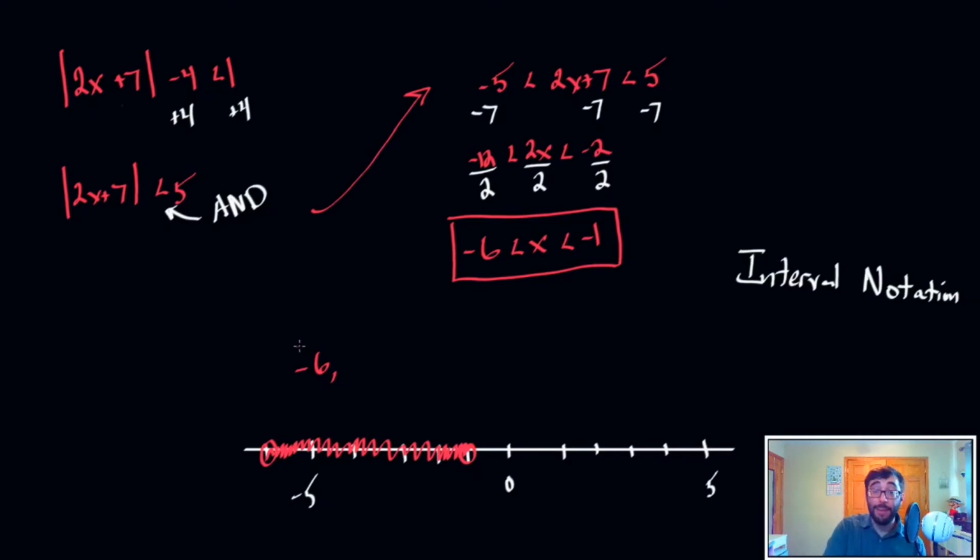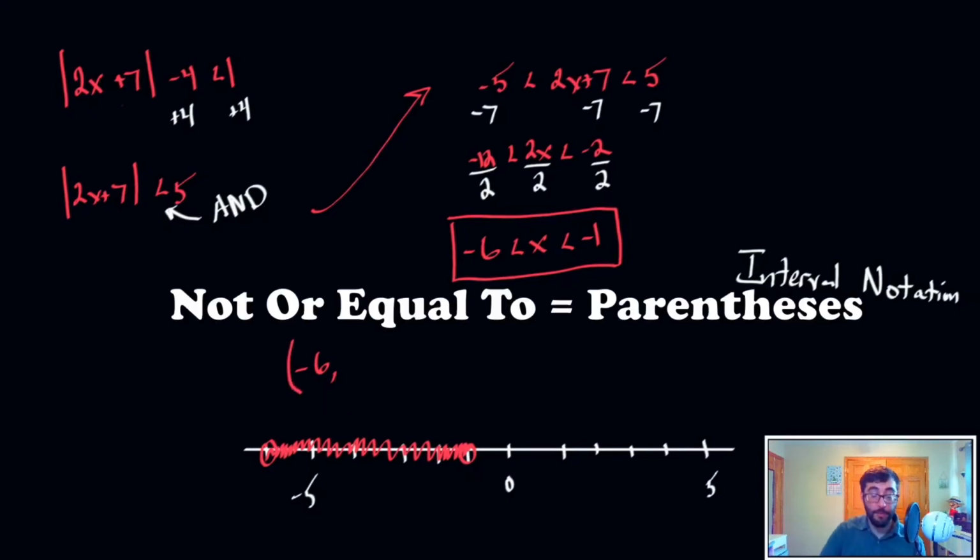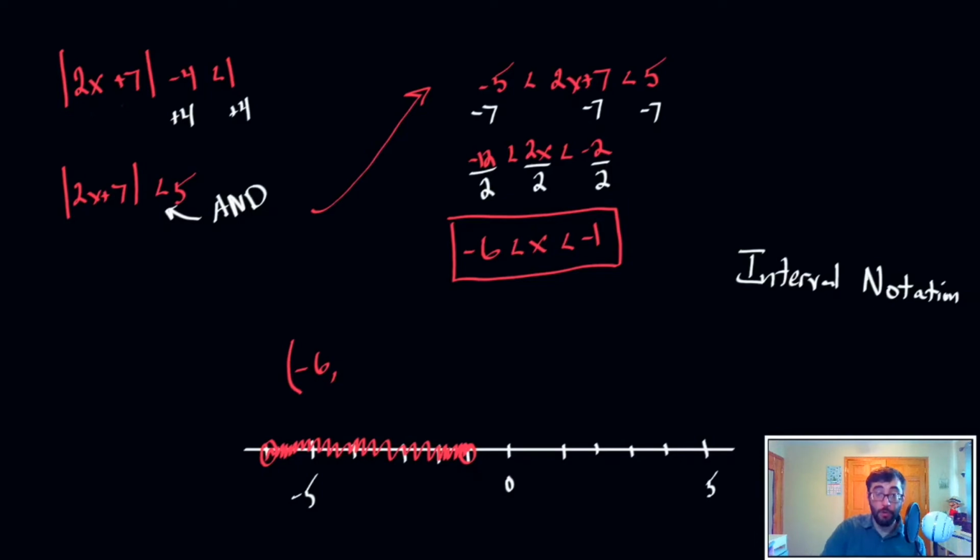So since we can't be negative 6, but it starts right after it, I'm going to show that with a parenthesis, okay? Now, if that was a closed circle, if it was or equal to negative 6, I would actually use a bracket, okay? And we'll take a look at that in the next problem. But since I can't be negative 6, I use a parenthesis around. I'm saying, hey, we start at negative 6, and I go all the way to the largest number x can be, which is negative 1. And notice I once again also cannot be negative 1, so I use a parenthesis as well. So this is a solution in inequality notation. This is a solution in interval notation.